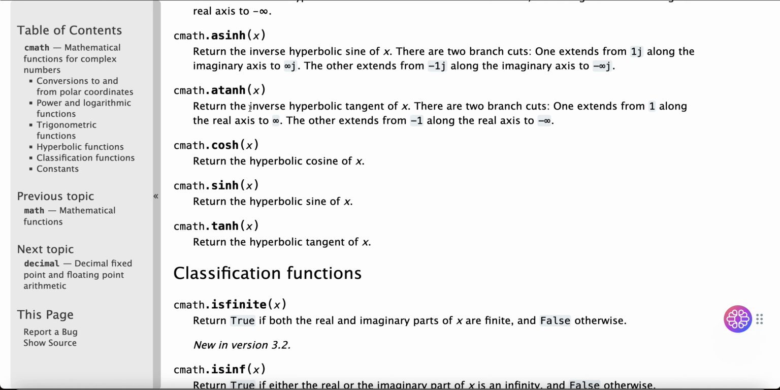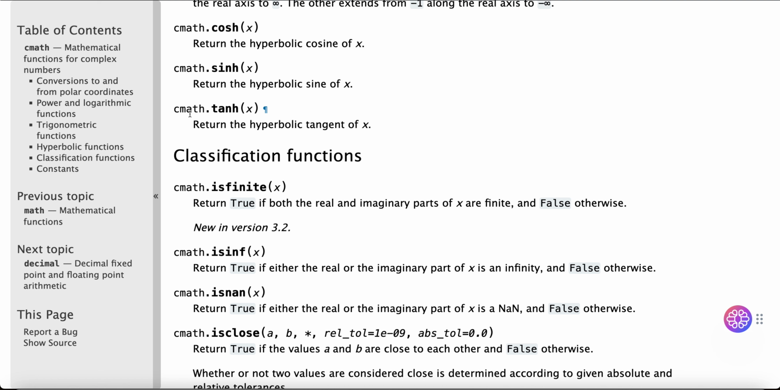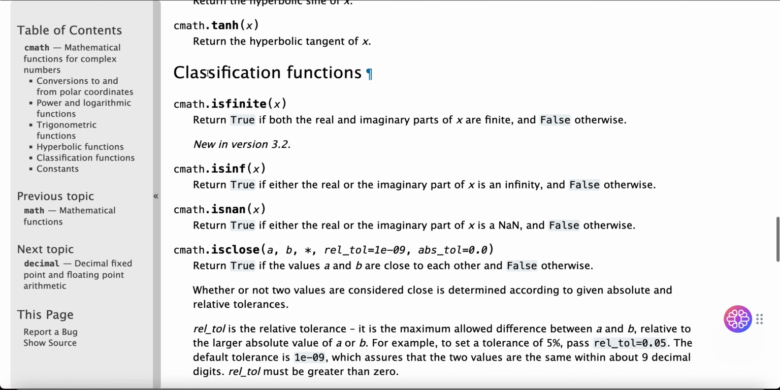cmath.atanh(x) returns the inverse hyperbolic tangent of x. There are two branch cuts. One extends from 1 along the real axis to infinity. The other extends from minus 1 along the real axis to minus infinity. cmath.cosh(x) returns the hyperbolic cosine of x. cmath.sinh(x) returns the hyperbolic sine of x. cmath.tanh(x) returns the hyperbolic tangent of x.